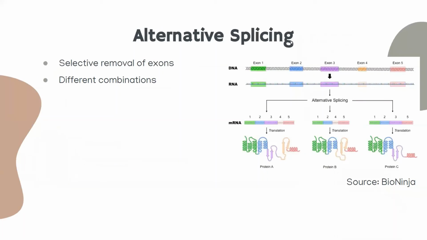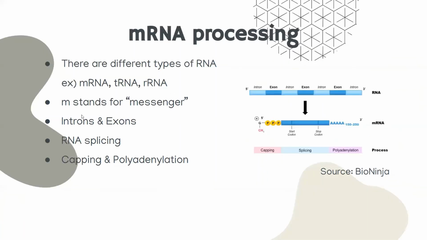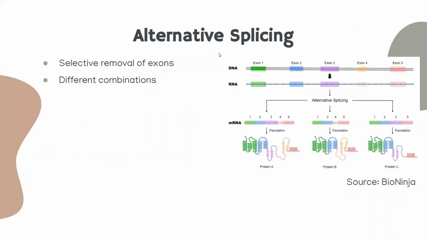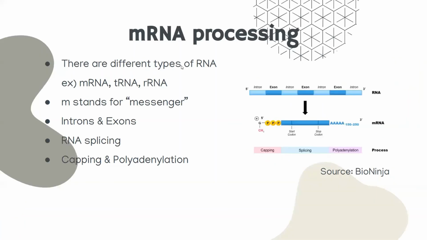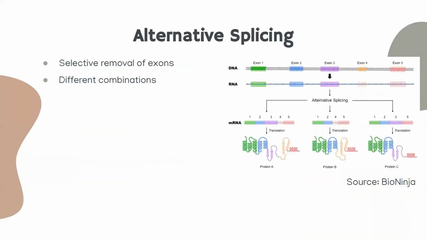There's also something called alternative splicing. In the slide before, we talked about RNA splicing, which takes out the introns and then reattaches the exons, right? Alternative splicing is a selective removal of exons. When mRNA is processed, some of the exons are reattached and some are just taken out, and it makes different combinations.